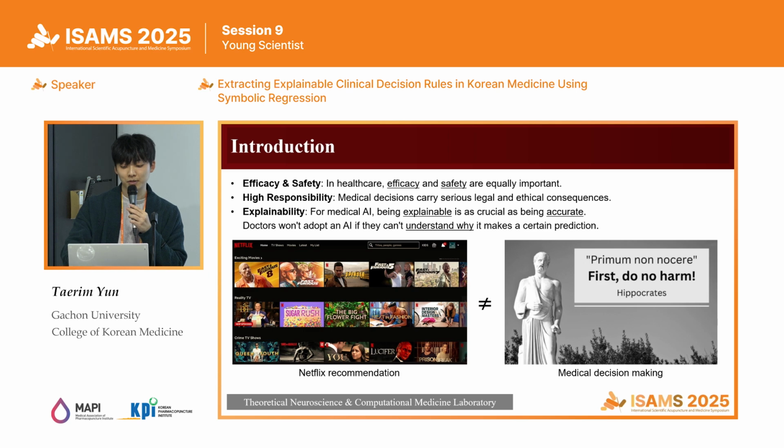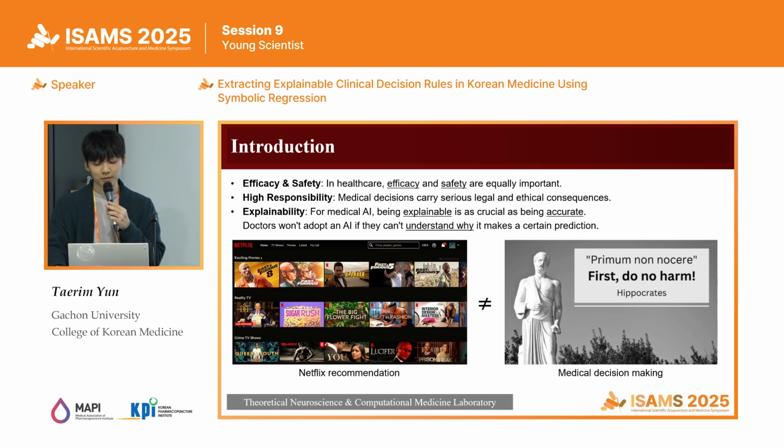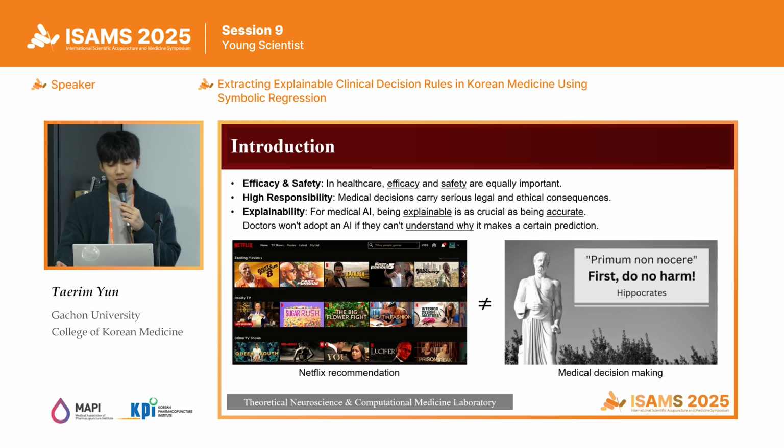There are two important pillars in medicine, that is, efficacy and safety. When we build a medical AI, it should be not only accurate, but also explainable in order to obtain safety. For example, it doesn't matter if you don't know why Netflix recommended a movie. If you don't like it, you just don't watch it. But you must know the reason why a medical AI made a diagnosis in order to decide whether to accept it.